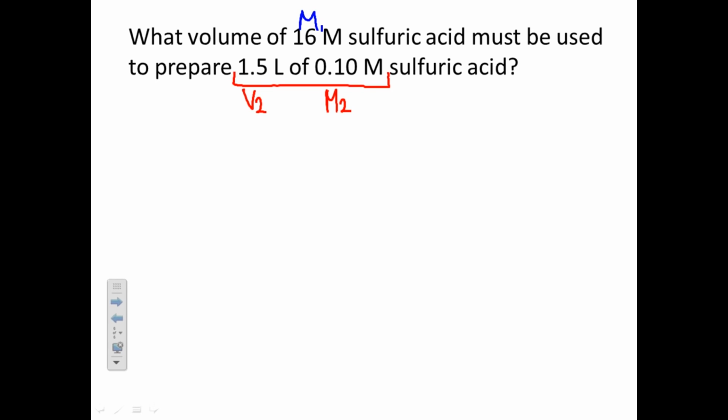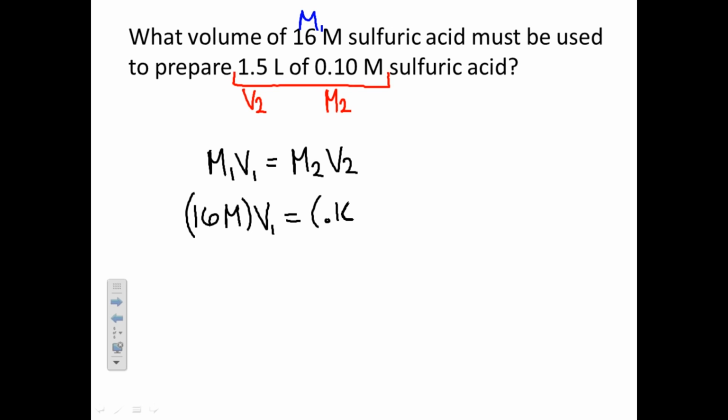Let's use a different color. So M1 is 16 molar, V1, and that's equal to M2. And V2 right now is in liters. You can leave it in liters. You can convert it to milliliters if you want. It doesn't matter. Let's just leave it in liters.